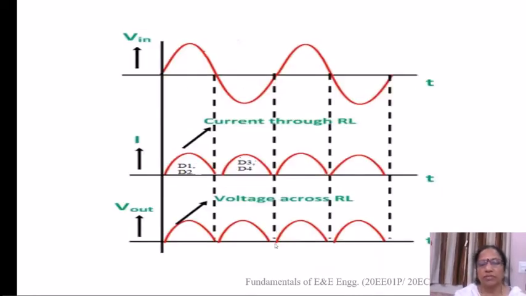Students, here you can see the waveforms. V in is the input AC, which is a sinusoidal waveform, and then we obtain the output DC. The output DC is the current through the load resistance RL as well as the output voltage across the load resistance RL. So the output DC contains the output direct current and the output DC voltage. Here you can see the continuous positive peaks. So the input AC is converted to the output DC.